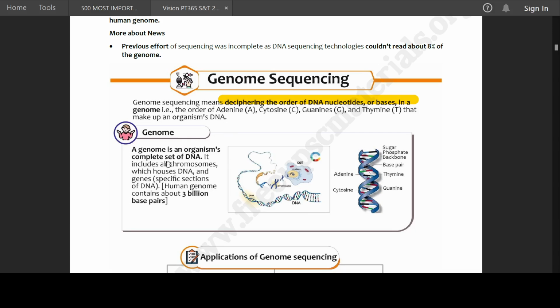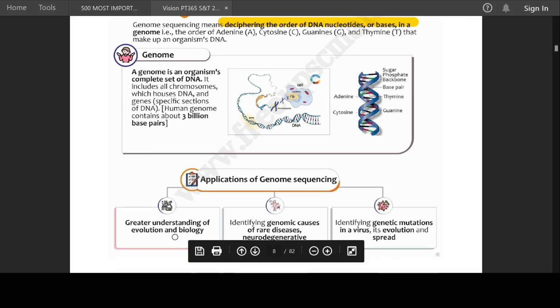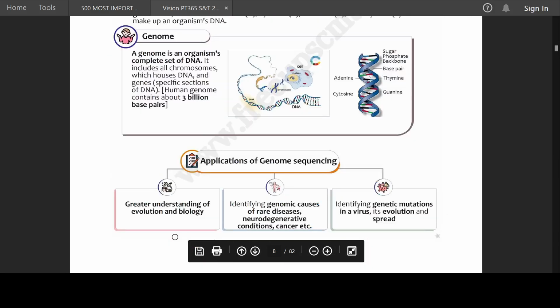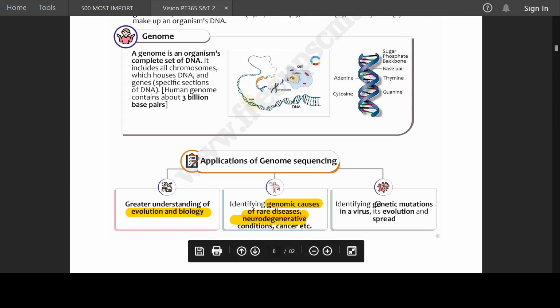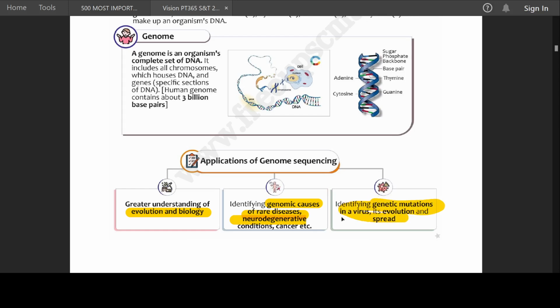A genome is an organism's complete set of DNA, including all chromosomes which house DNA and genes. The human genome contains about 3 billion base pairs. Applications of genome sequencing: greater understanding of evolution and biology, identifying genomic causes of rare diseases, neurodegenerative conditions, cancer, etc., and identifying genetic mutations in viruses, their evolution and spread.